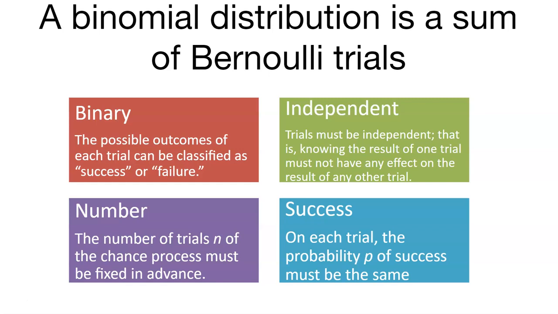N is the number of trials n, which must be fixed in advance. Say we're going to flip a coin 10 times. N will be 10 in that case. And then S is for success. On each trial, the probability p of success must be the same. That is to say, the probability has to be constant. If we're using a fair coin, the probability of getting a heads needs to be 0.5. So I want you to think about and remember BINS as a reminder of these conditions when we start to talk about the binomial distribution.